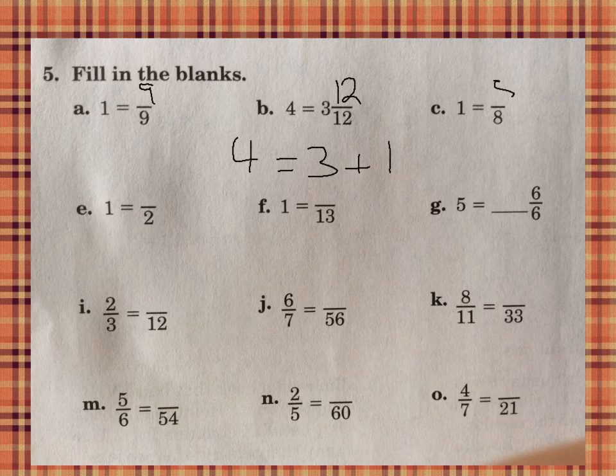C, 8 over 8 equals 1. E, 2 over 2 equals 1. Any number over itself equals 1. G, okay, 5 equals, I'll write it down and then I'll explain it, 4. Because you have 4 here. You have 6 over 6, which equals 1. We have our 5. It's the same as 4 and 1 here.